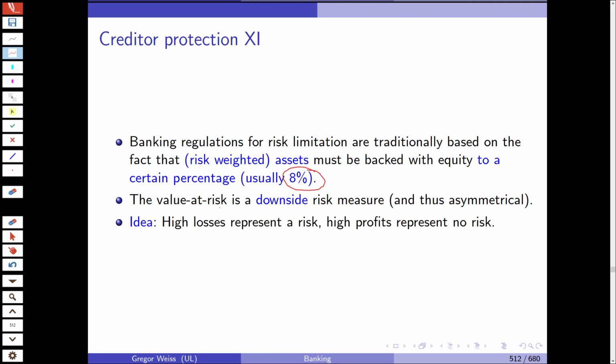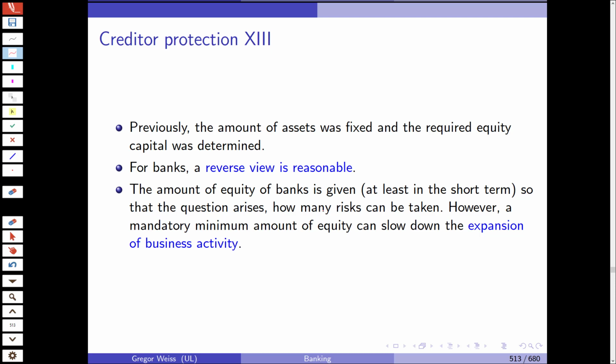Now, the value at risk is, as we've seen, a downside risk measure, and the idea is that high losses represent risk and high profits pose no risk, so we don't look at them. Okay. Now, previously, the amount of assets was fixed and the required equity capital was determined. For banks, however, the reverse view is reasonable. We would argue that equity, at least in the short term, is fixed. We cannot change equity so easily, but what we can do is we can expand our business activity or we can contract business lending. Meaning what?